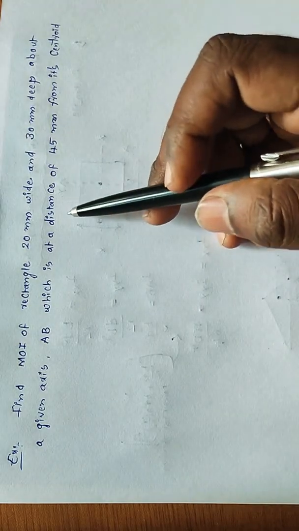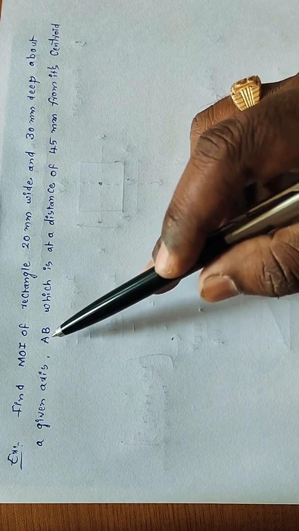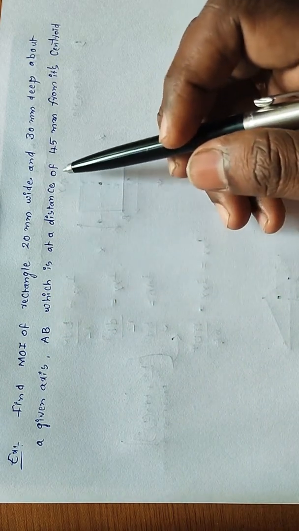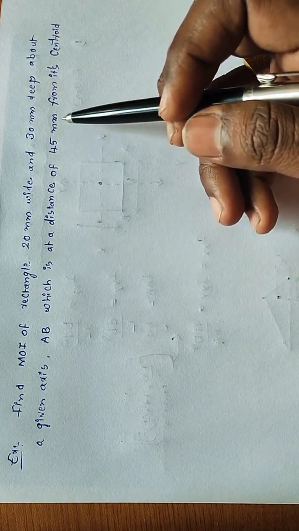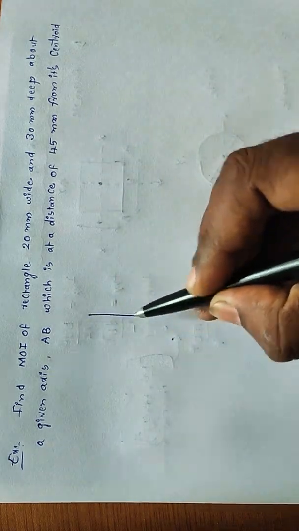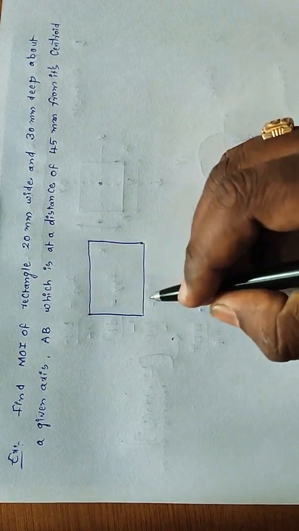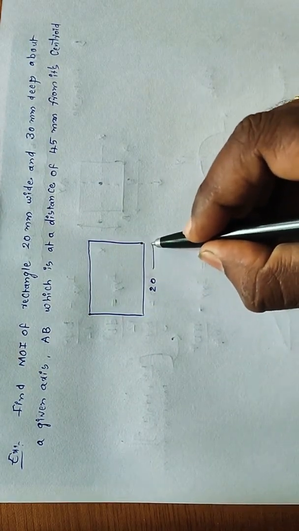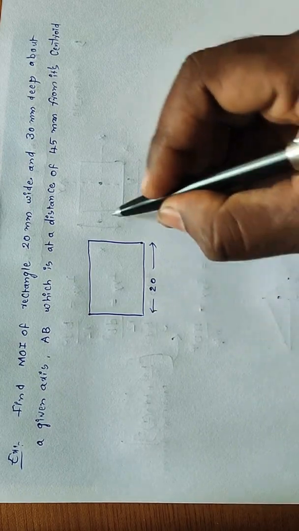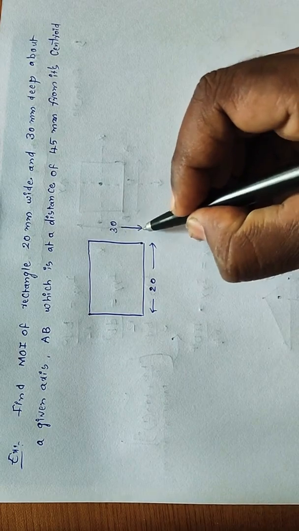Find the moment of inertia of a rectangle 20 mm wide and 30 mm deep about a given axis AB, which is at a distance of 45 mm from its centroid. So here the rectangle dimensions are 20 mm width and 30 mm depth.